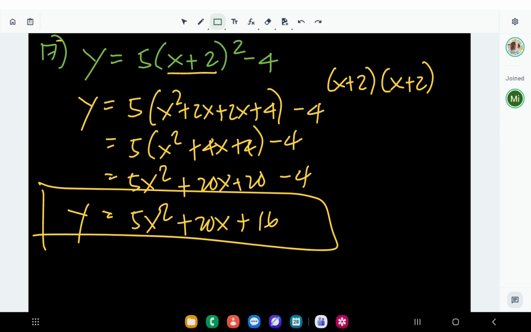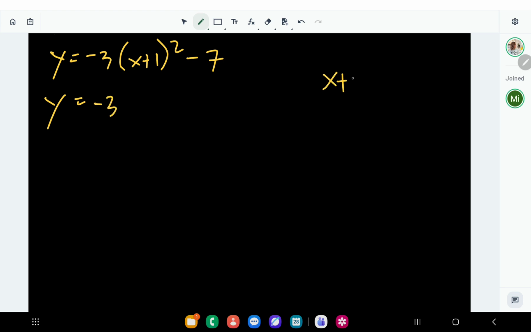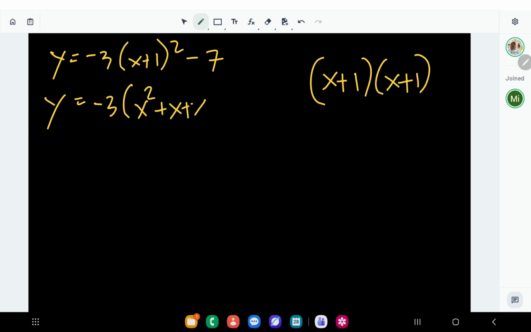Okay. For number 18. Y equals negative 3 times x plus 1 squared minus 7. So you expand this. If we expand x plus 1 squared, it is x plus 1 times x plus 1. So that is x squared plus 2x plus 1, minus 7.